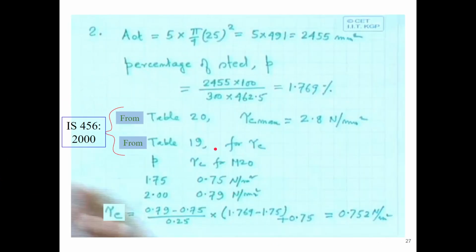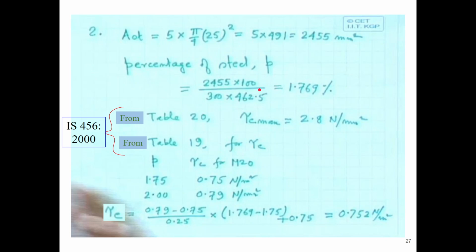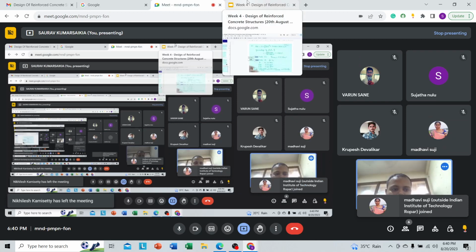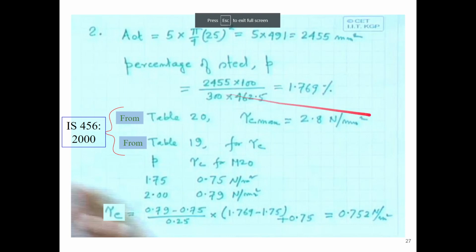Now let us find out the tau c value, that is the design strength of concrete. As we know, this is a function of the grade of concrete and the pt value, the percentage of steel. So we need to initially find the p value. For that, firstly Ast, which is 5 into pi by 4 into 25 square, which is 2455 mm square, and dividing this by b into d, that is 300 into 462.5, into 100. Then we get it as 1.769%, right? So this is the p value.